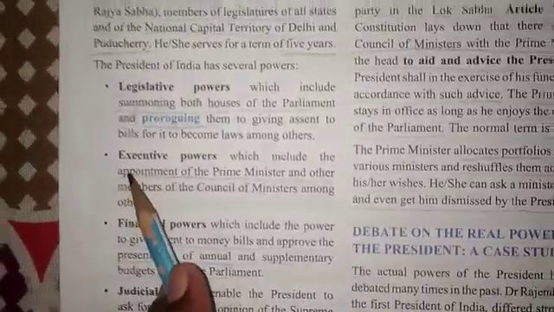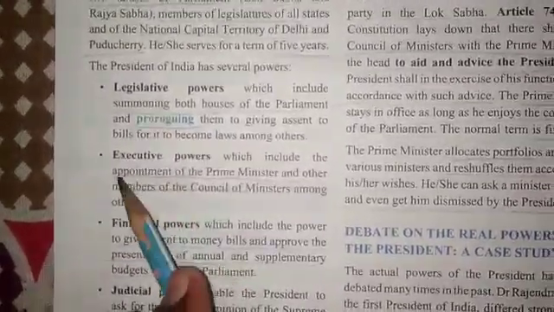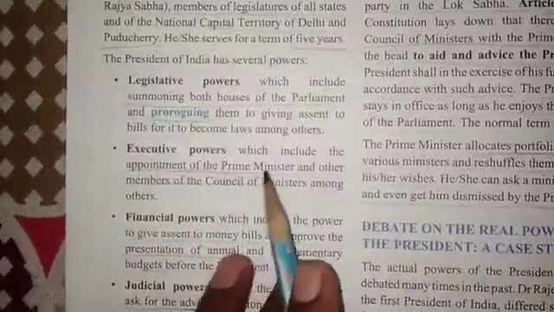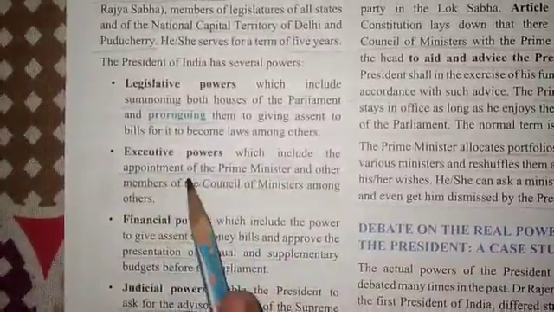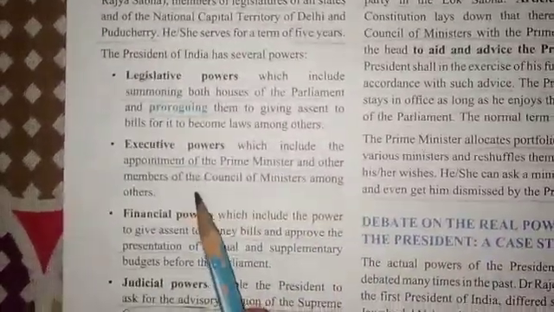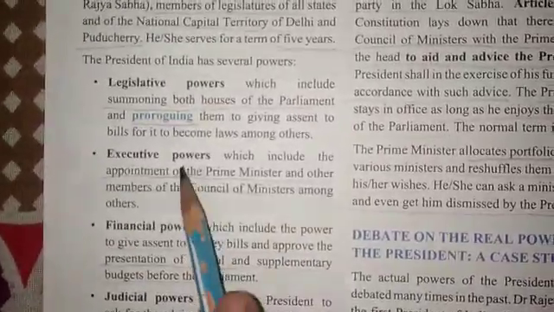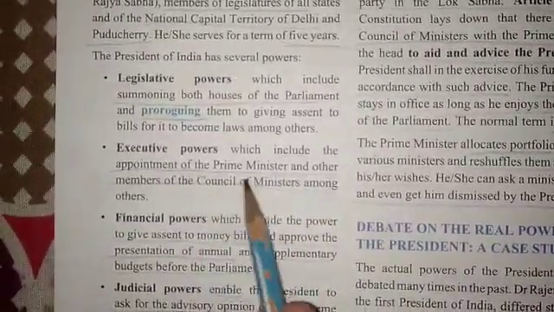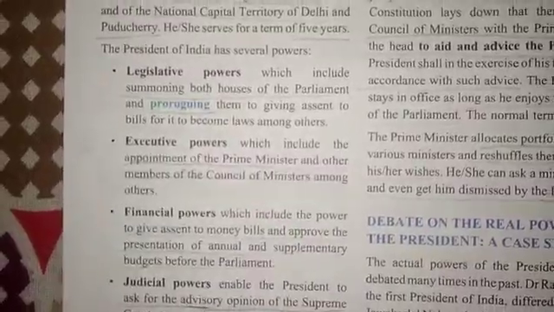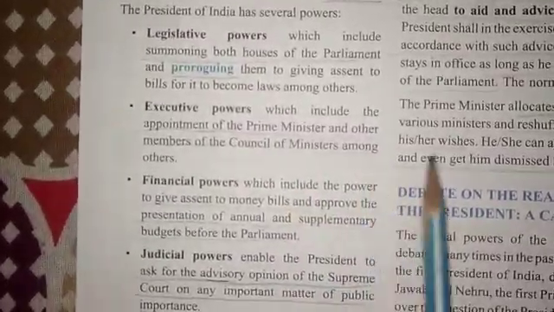Further, the president has the executive power. Let us see what is the executive power. Executive power includes the appointment of the Prime Minister and other members of the Council of Ministers, among other things. That means, it is the President of India who appoints the Prime Minister and the other Council of Ministers.